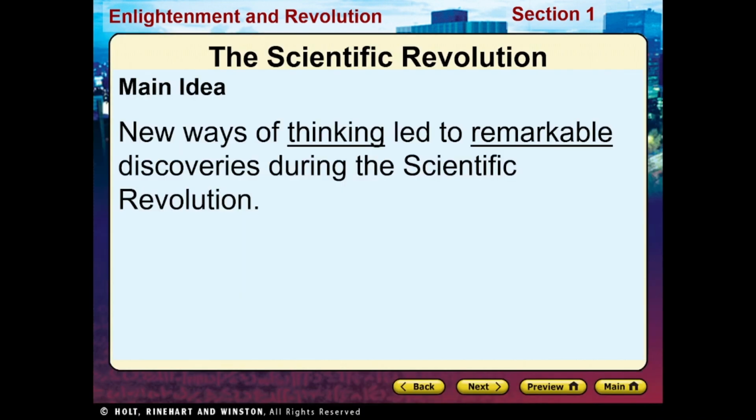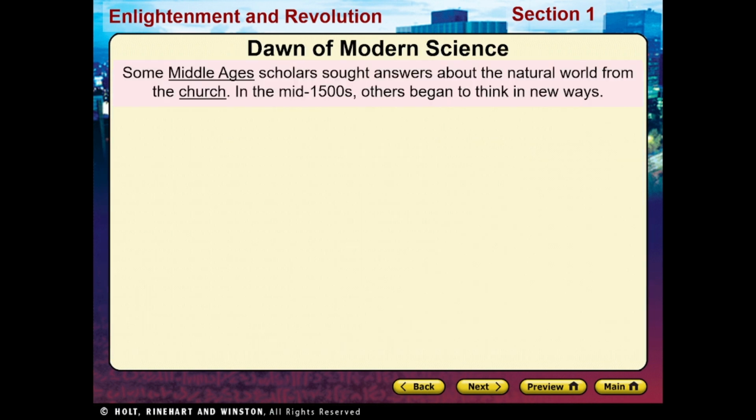So what is the main idea of the Scientific Revolution? The main idea of the Scientific Revolution is that new ways of thinking led to remarkable discoveries. Dawn of modern science. The Enlightenment and Revolution can also be called the dawn of modern science because this is where the modern world started.